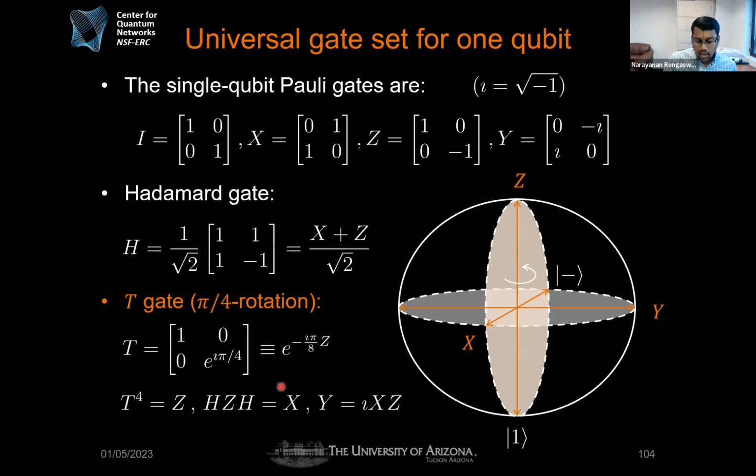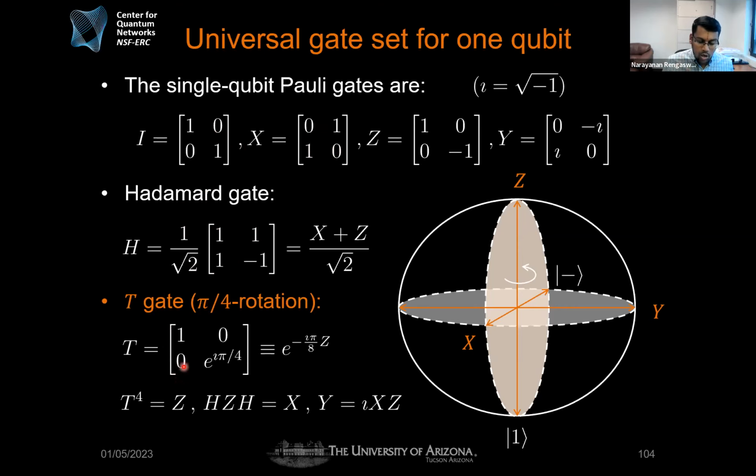It's a diagonal matrix, just like Z. But this value, instead of -1, which is e to the i pi, you have e to the i pi over 4. And this also can be represented on the Bloch sphere as a rotation about the Z-axis by the angle pi over 4. So this is the new gate that you want to get universality. Any unitary operation on a single qubit can be written as a combination of Pauli matrices, Hadamard, and the T gate.